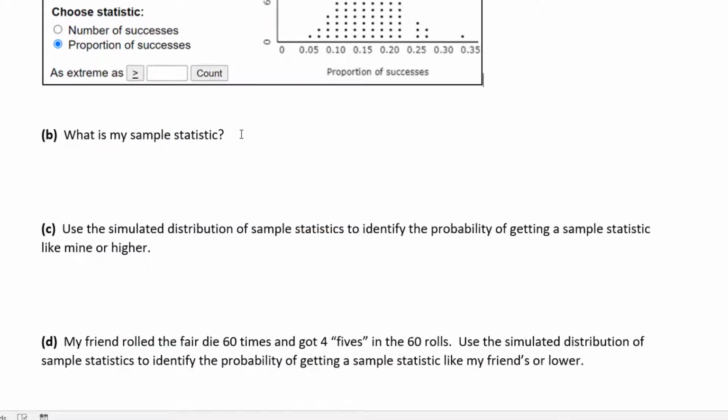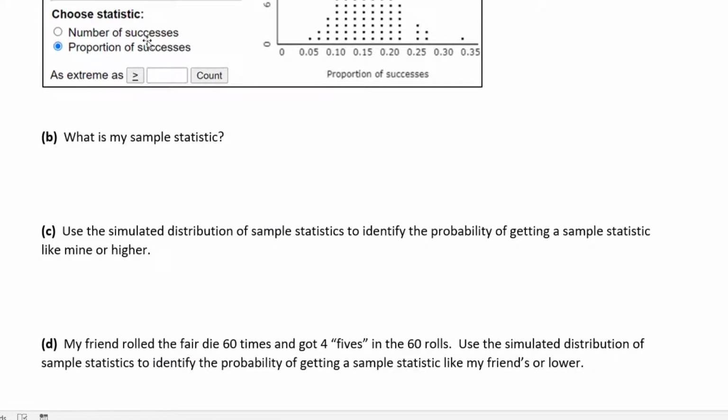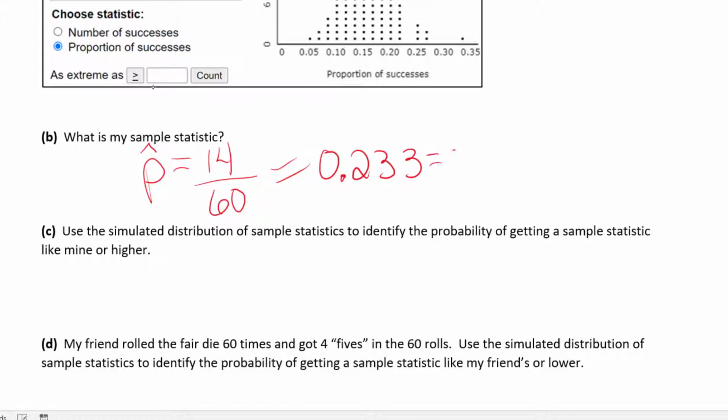Part B asks, what is my sample statistic? So in the beginning of this problem, it said, I roll my die 60 times and I get 14 fives out of 60 rolls. So that tells me my sample statistic is p hat equals 14 successes out of 60 total rolls. If you divide that out, you get about 0.233, which is 23.3%, which means when I rolled this fair die 60 times, it rolled a 5 on 23.3% of the rolls.